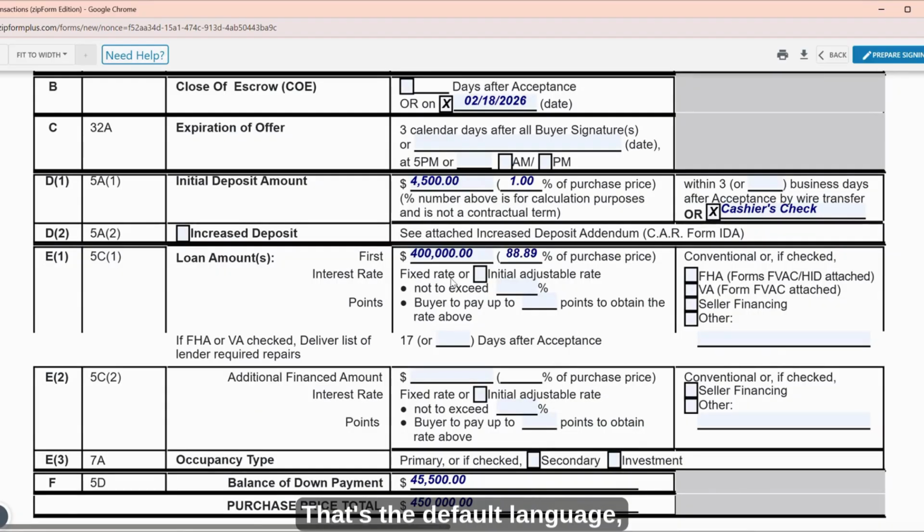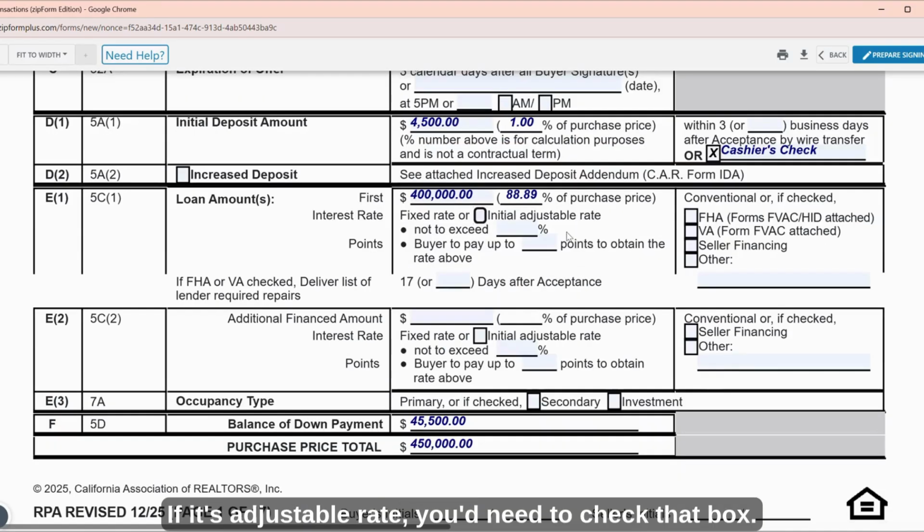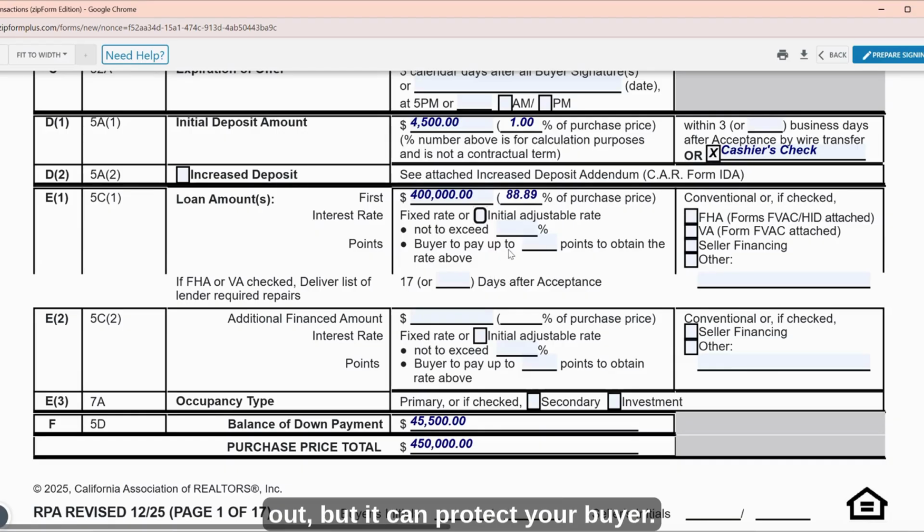Is it a fixed rate? That's the default language. Or is it an adjustable rate loan? If it's adjustable rate, you'd need to check that box. This language does not have to be filled out, but it can protect your buyer.